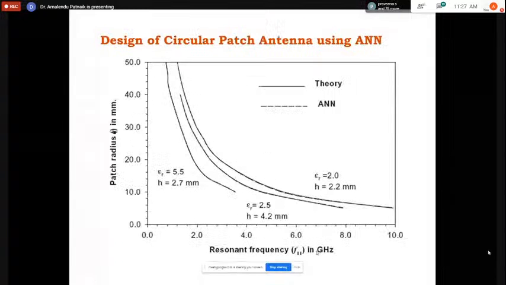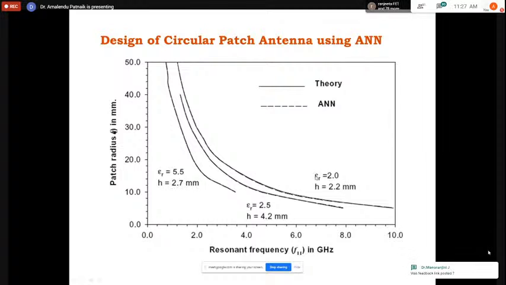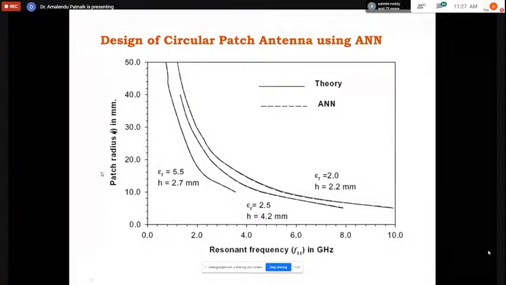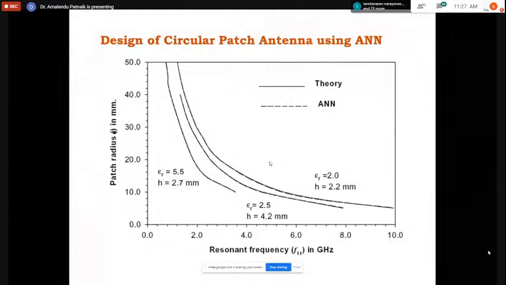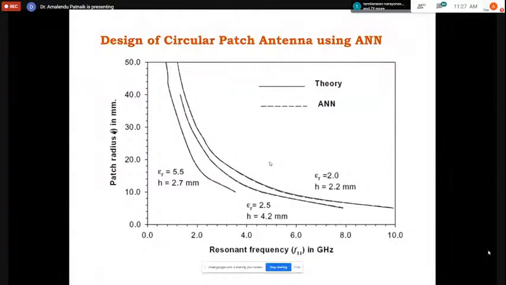So you can mark from this figure for typical set of this epsilon r, h, the patch radius results for different resonant frequencies are exactly matching with the frequency that you are finding out using that particular formula. So this is a typical way of applying neural network technique. So the advice is, where you have a closed form formula available, don't go for applying neural network technique for that. You just apply that closed form formula and get your result.